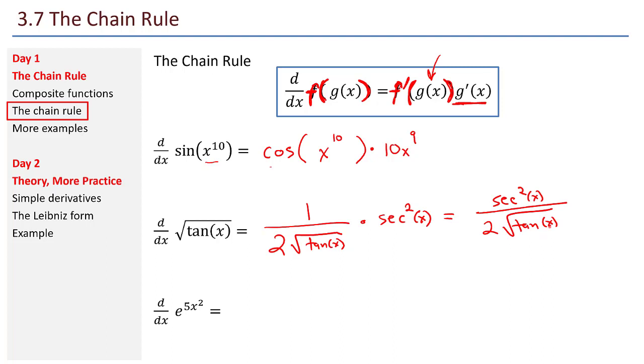Third example, e to the 5x squared. So the outside function is e to the x. Inside of that is 5x squared. Take the derivative of the outside function. Well, the outside function is just e to the x, and the derivative of e to the x is e to the x. So I take the derivative of the outside, and I leave the inside unchanged. So I have my original 5x squared still in there. But then multiply times the derivative of the inside. The derivative of 5x squared is 10x.